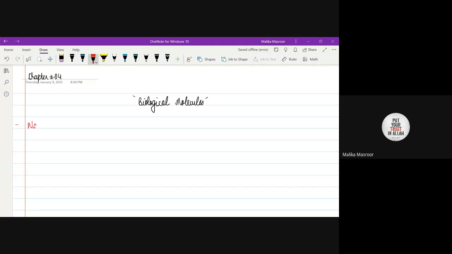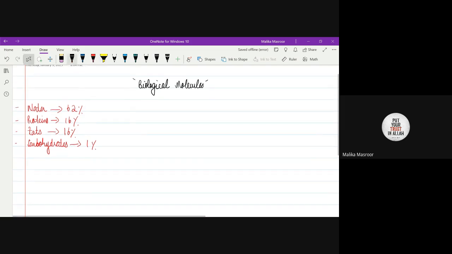So the main things that we talked about: water makes up 62%, proteins make up 16%, fats make up 16%, and carbohydrates make up around 1%. The first biological molecule that we'll be talking about in detail is a carbohydrate.